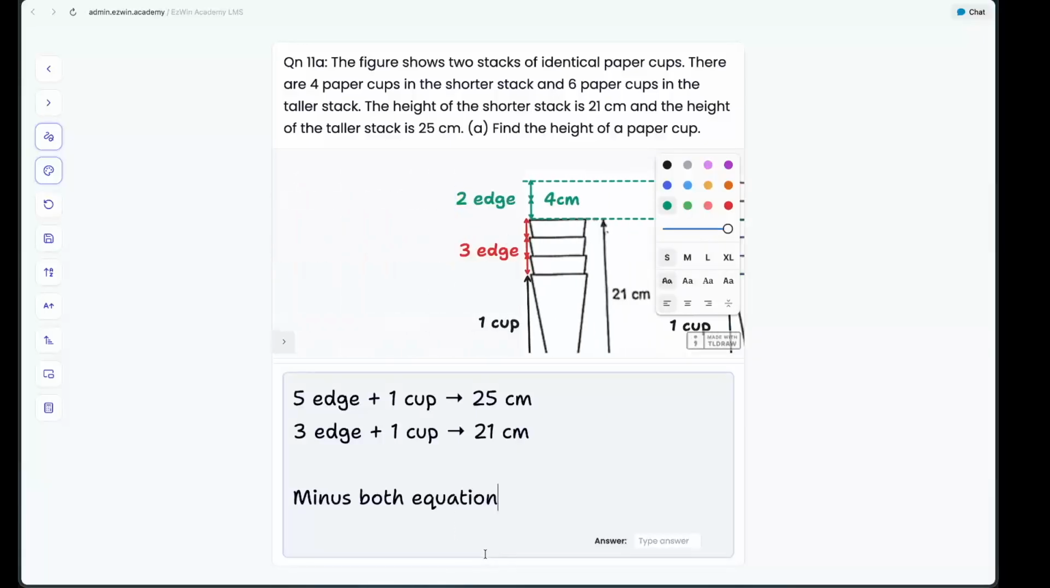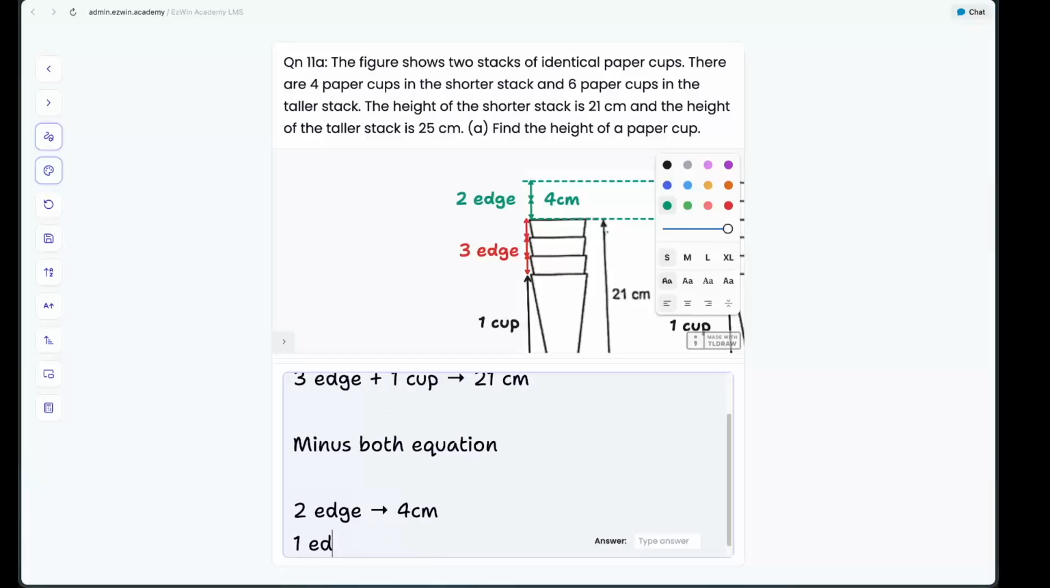So that means 2h over here is equal to 4 centimeters. 1h is equal to 4 divided by 2. This will give us 2 centimeters.